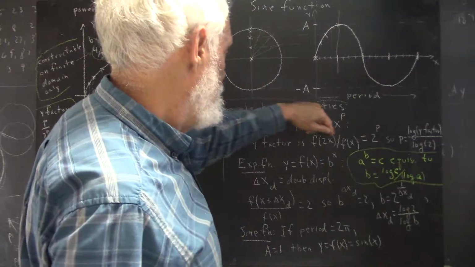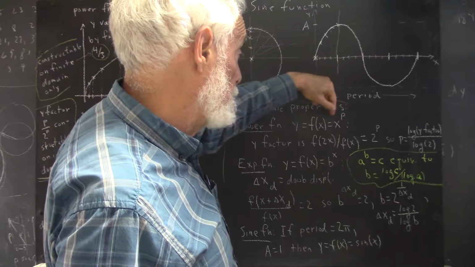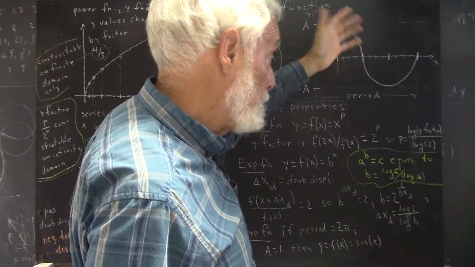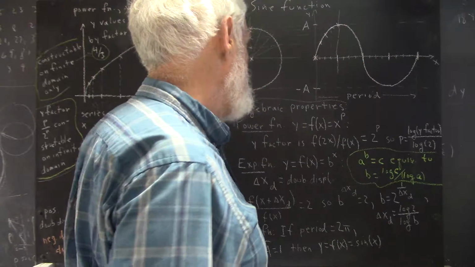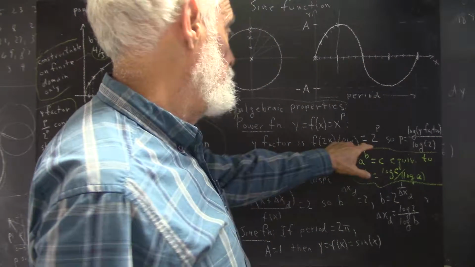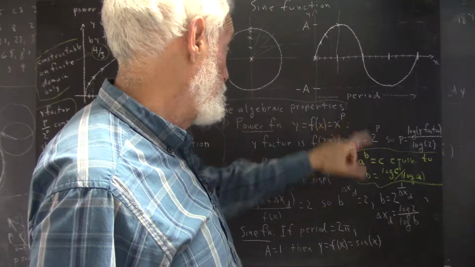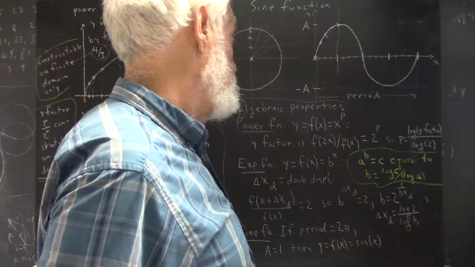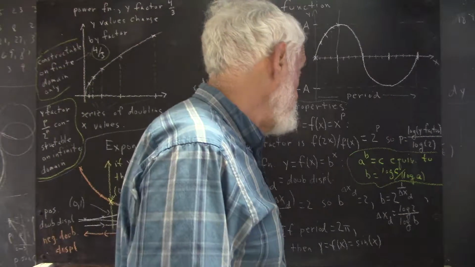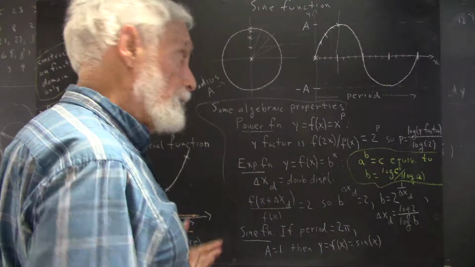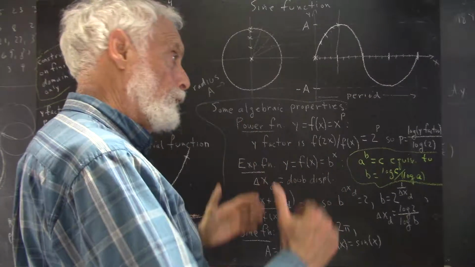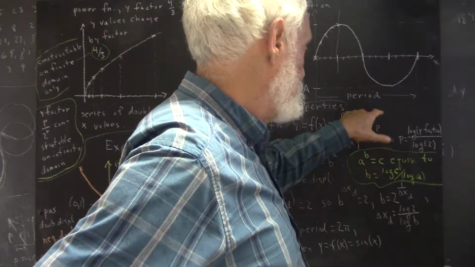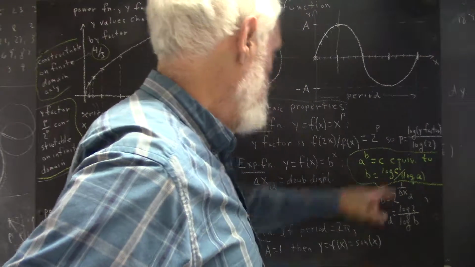And that expression for f of x equals x to the p simply simplifies to 2 to the p. Thus, y factor is 2 to the p. P is the power of the function. Y factor is the y factor you would use in constructing it. And the y factor is what you can identify if you have a power function and don't know what the function is.